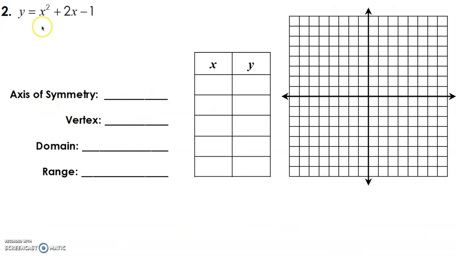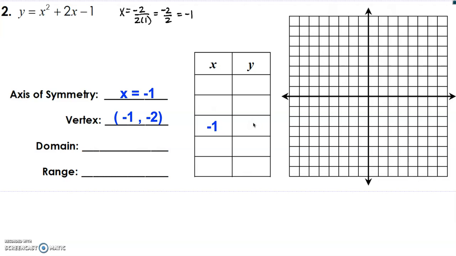In the next example, we're given the equation y equals x squared plus 2x minus 1. We start with the axis of symmetry. b is 2, so negative 2 over 2 times a, which is 1, and we get the axis of symmetry of x equals negative 1. That means the x value of my vertex is negative 1, and when I take that negative 1 and plug it into my equation to find y, I get the y value of negative 2 for my vertex.